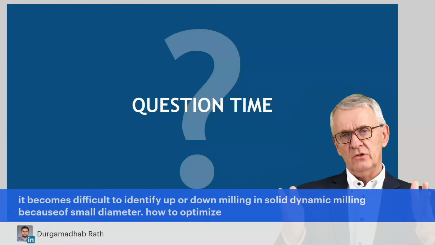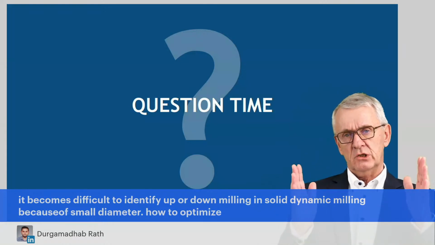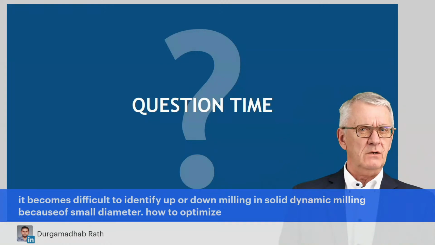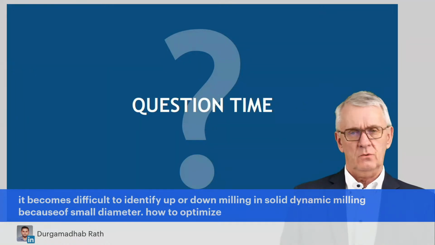We stand there, we look at it, and it's sometimes so difficult to recognize what we are looking at. Do we see up milling or down milling or central milling, or what is it now?